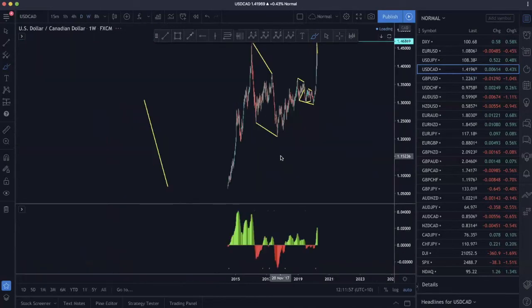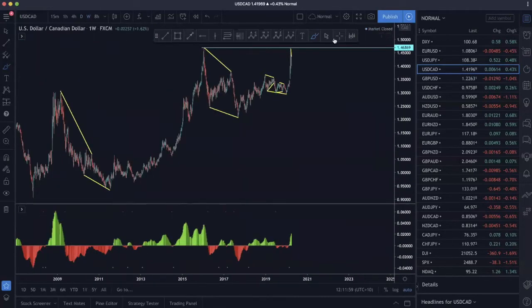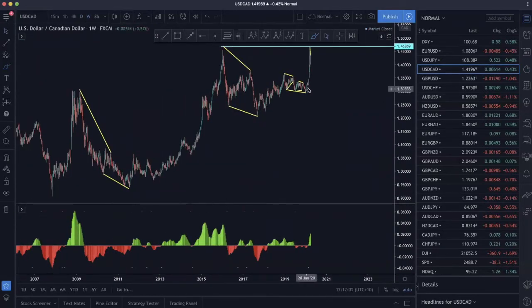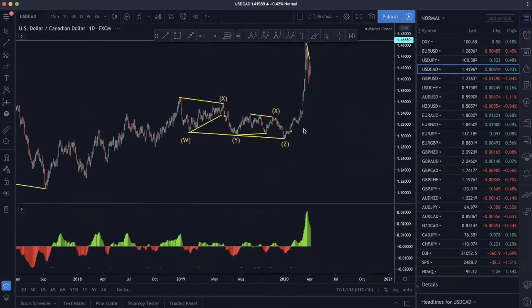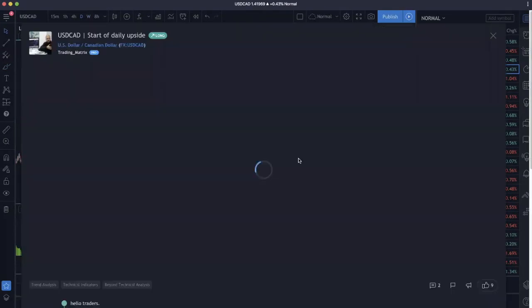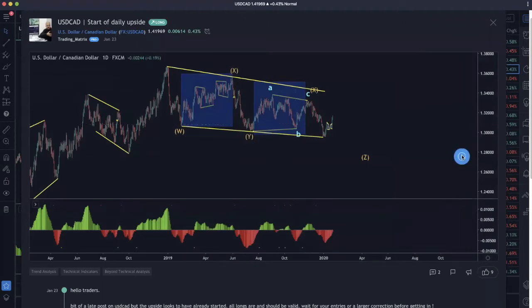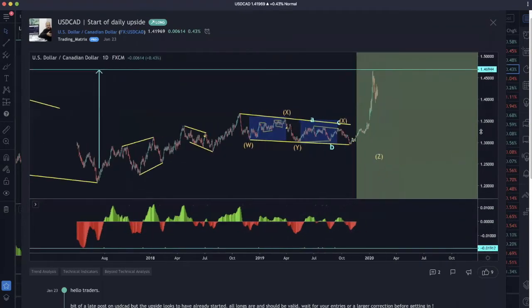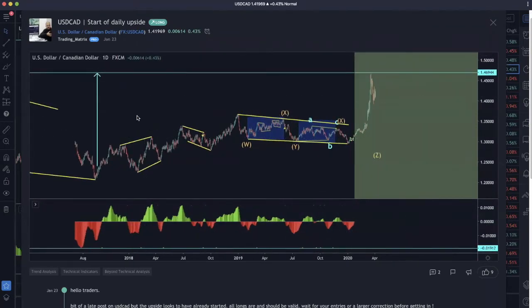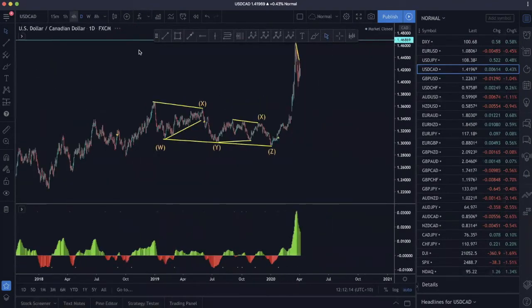Okay, CAD. So CAD was pretty nice. We were looking at this being the daily move, to start of the potential upside. This was an awesome move up. If you caught it, well done. If you didn't, that's all right.